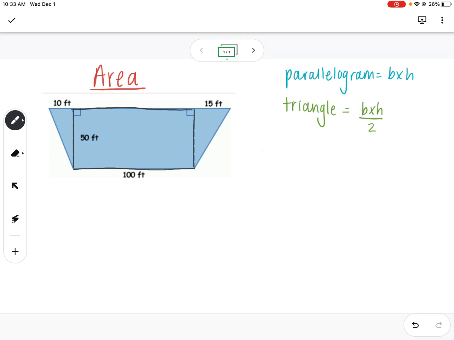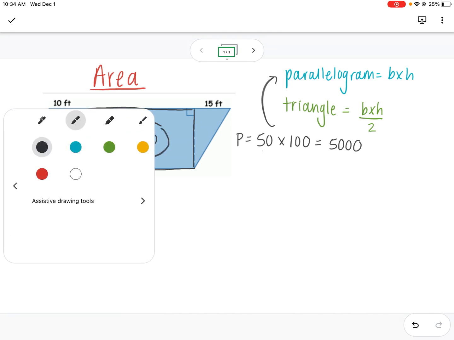So I'm going to start off with the parallelogram. We know that in order to find the area of the parallelogram, we have to multiply the base and the height. So let's go ahead and do that. I'm going to put P for parallelogram, and we would do 50 times 100 for that, right? Because we do base times height. And that would give us 5,000. All right, so 5,000 is going to be the area of only the parallelogram part. And we want to move on to each triangle.